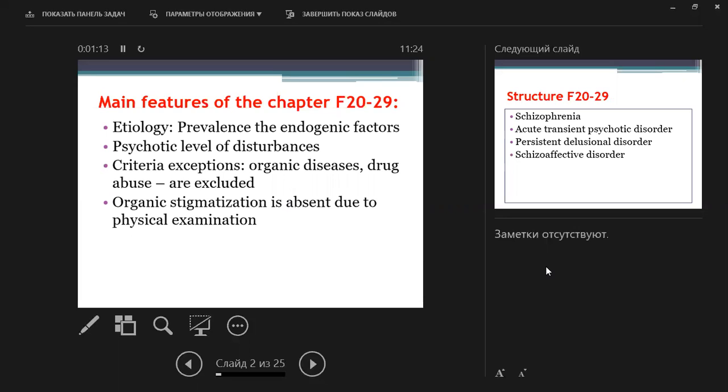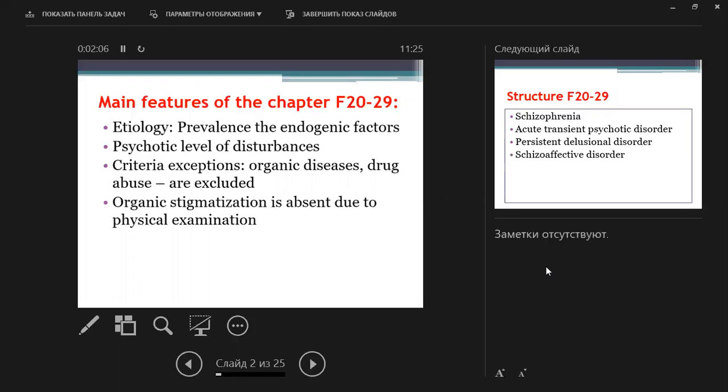Etiology, prevalence of endogenic factors. If you remember, F2 and F3 are influenced by endogenic factors. Usually we find in the hereditary of patients with these disorders, or maybe not these disorders but mental disorders and other disorders, among members of the family, grandfather, grandmother, cousins, and so on. Then the psychotic level of disturbances, I repeat, usually the presence of severe symptoms: hallucinations, delusions, excitation, non-adequate behavior, a very severe level of mental disorders and disturbances. It is the psychotic level.